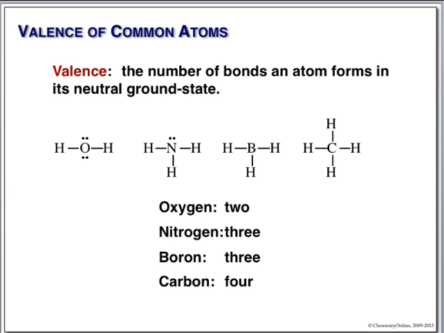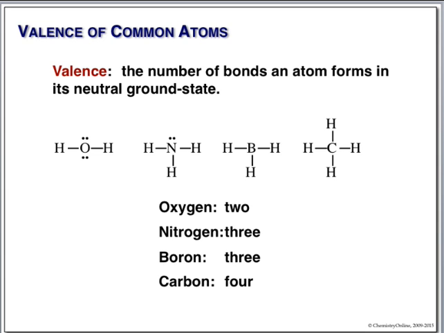Boron, we also have 3 bonds, but we don't have an octet, do we? Because of that, boron is a really powerful Lewis acid. And we will take advantage of the Lewis acidity of the boron when we do reactions involving boron compounds with organic compounds. Carbon, of course, has a valence of 4.